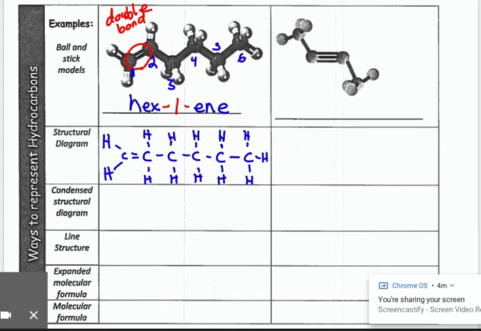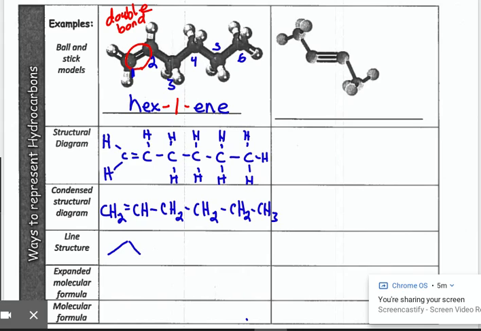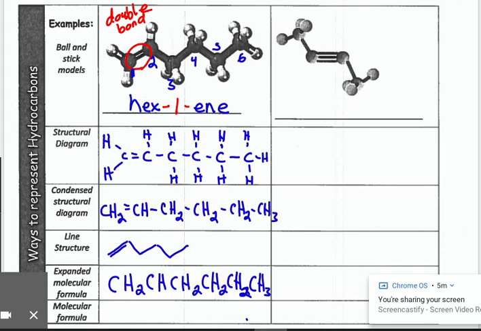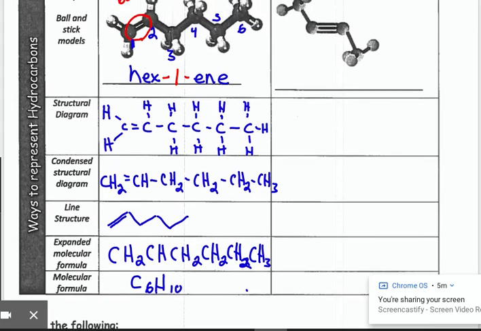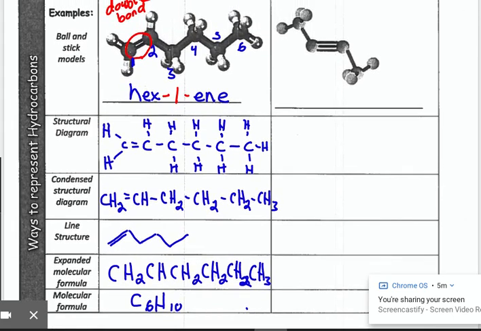Our condensed structural diagram will look like this. And then our line structure will look like this. 1, 2, 3, 4, 5, 6. Then you just draw another line here to indicate the double bond. Expanded molecular formula looks like this. And the molecular formula looks like this. Okay, so what I'd like you to do now, actually first, sorry, we'll name our next one.